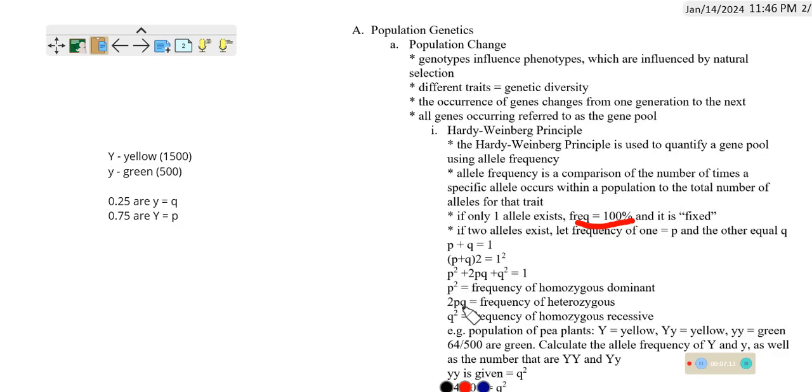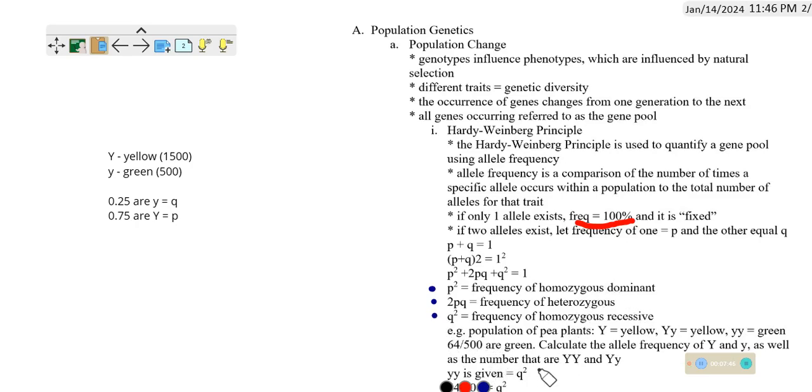So what they're saying is statistically, if I do some of this work here and square this, I'm going to get P squared. That's going to be the frequency of the homozygous dominance. And 2PQ. So 2 times P times Q is going to give us the frequency of the heterozygous ones. And then Q times Q, or Q squared, is going to give us the frequency of the homozygous recessive.